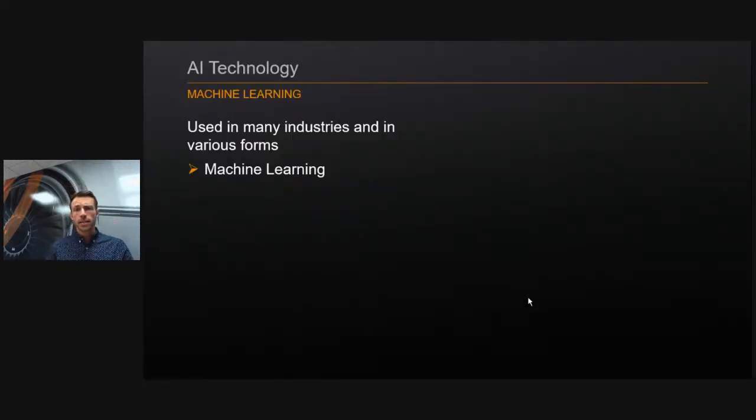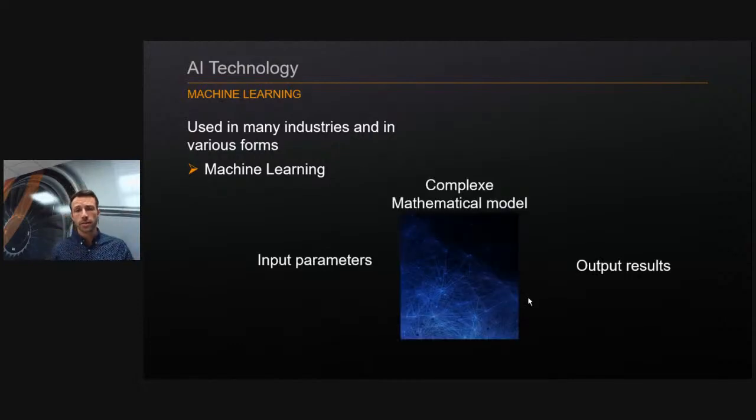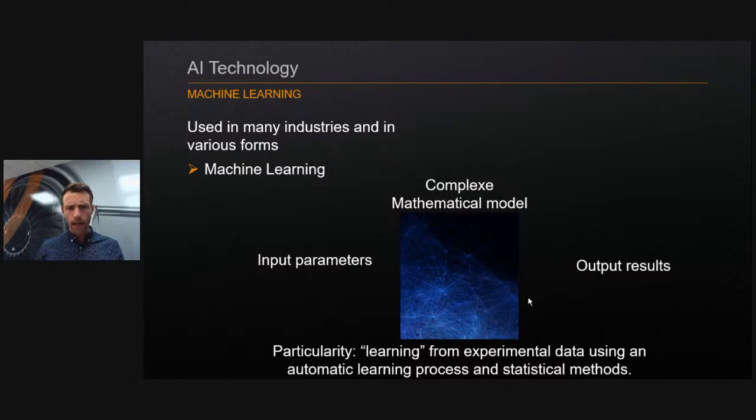So let's dive into this AI technology. It's used in many industries and in various forms. Actually, AI has big shoulders and includes a lot of things. One of them is machine learning. Machine learning is the concept of building a complex mathematical model that will create a relationship between input parameters and output results. Its particularity is that it learns from experimental data using an automatic learning process and statistical methods.